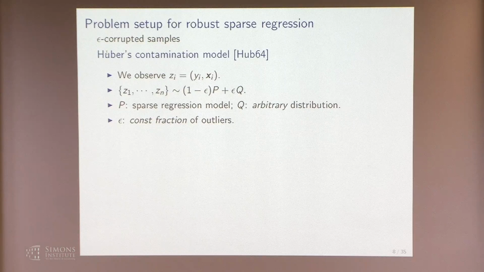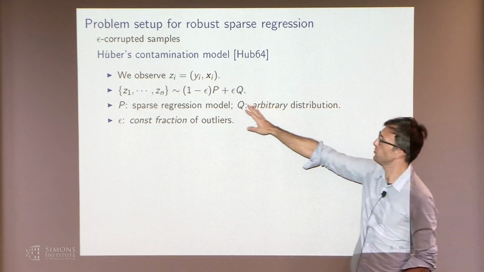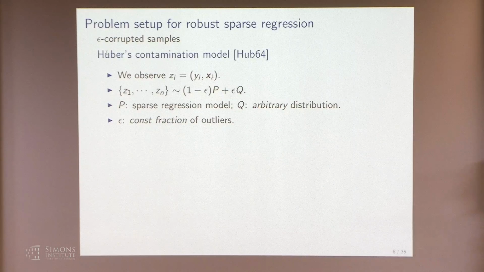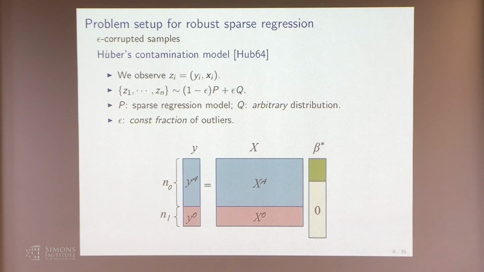That's right. This is a standard regression model, and P is what I care about, and then Q is something just arbitrary, and epsilon is what I will want to be a constant fraction of outliers. So it can be small, but I don't want it to be vanishing. Okay, so this is actually now the model that I have.